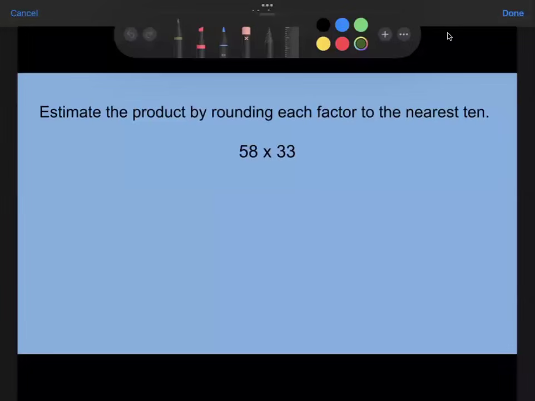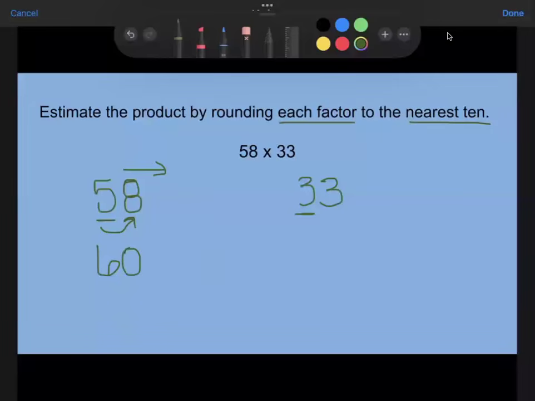Okay, here's our next one. We're going to estimate the product by rounding each factor to the nearest 10. So I'm going to take 58 over here and 33 over here. So I'm going to identify the digit that's in the 10 place for both. That would be the 5 and this first 3 over here. When I look to the right of the 5, I notice it's 8, which is definitely 5 or more. So that means this 5 gets raised up to be a 6, and then everything to the right becomes a 0. So 58 rounds to 60.